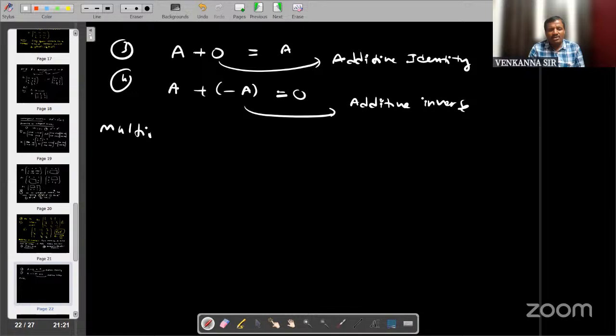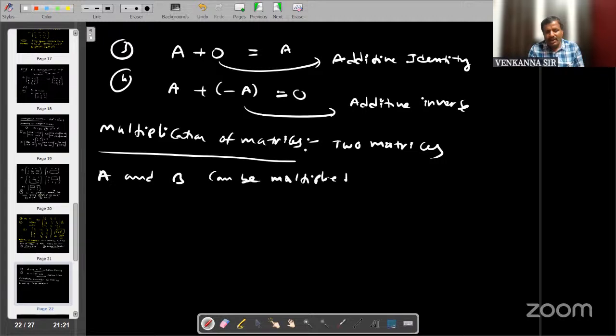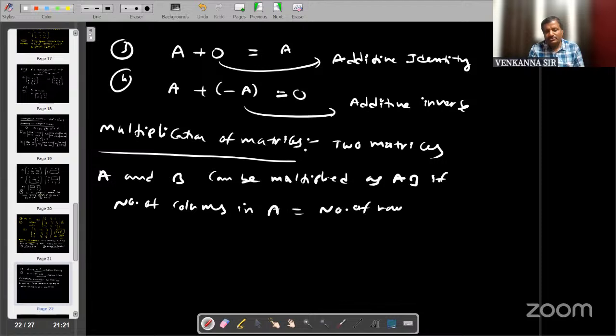Multiplication of matrices. Two matrices A and B can be multiplied as AB if the number of columns in A is equal to the number of rows in B. So that is the condition required for the multiplication of matrices.